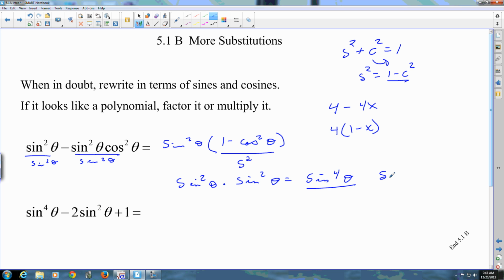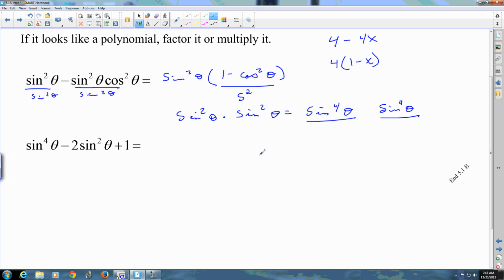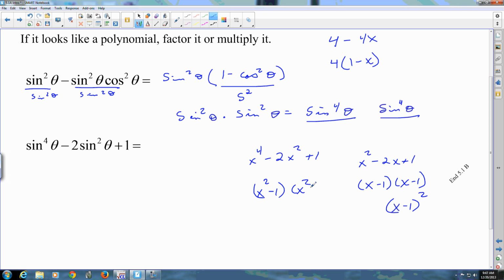That's written kind of sloppily. Let me write it a little better. Sine, make it look a little more like an exponent, theta. Okay? Rather than 4 theta. All right? This next one is like a polynomial, like x to the 4th minus 2x squared plus 1. Or if you need to help see it this way, x squared minus 2x plus 1. This would factor into x minus 1, x minus 1, or x minus 1 squared. This one would factor into x squared minus 1 times x squared minus 1, or x squared minus 1 squared.